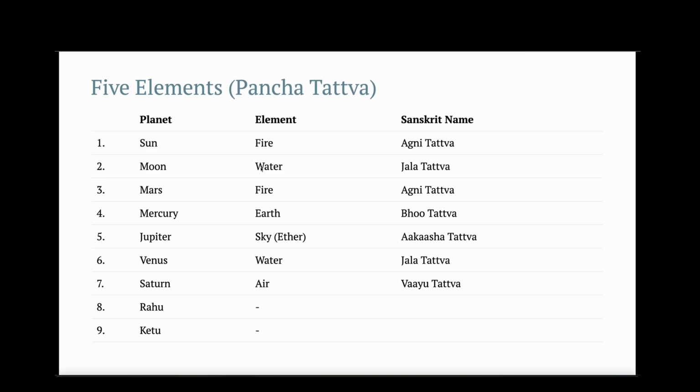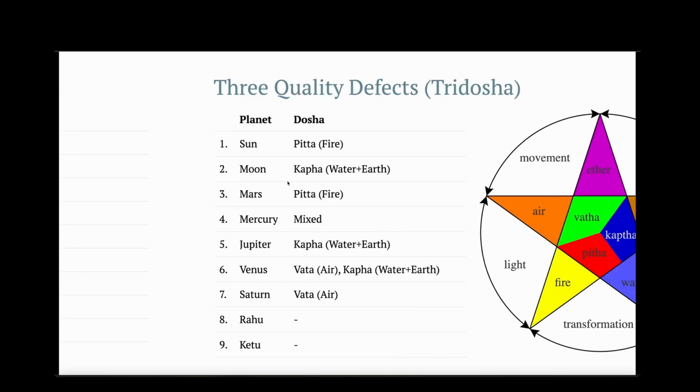Now let's look into the 5 elements. That's also called Pancha Tattva. So Sun is associated with the fire element. Moon is associated with the water element. Mars is associated with fire. Mercury is associated with the earth element. Jupiter is the sky or ether element. Venus is the water element. Saturn is the air element. So the 5 elements are fire, water, earth, sky, and air. This way, different elements are assigned to different planets.